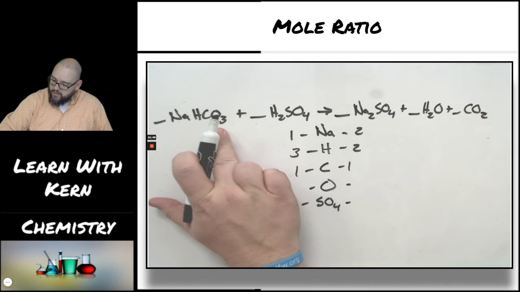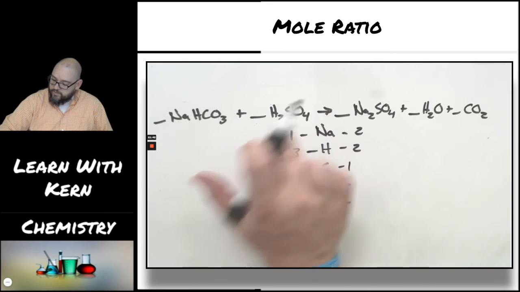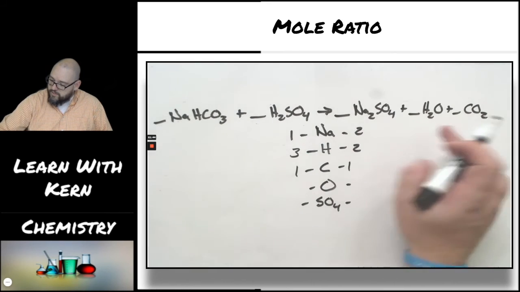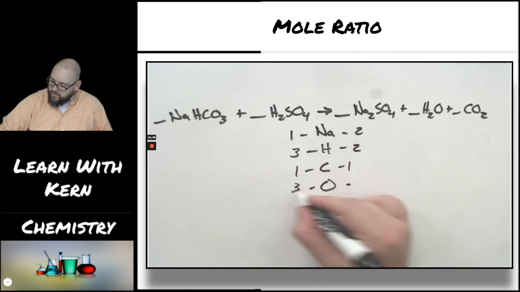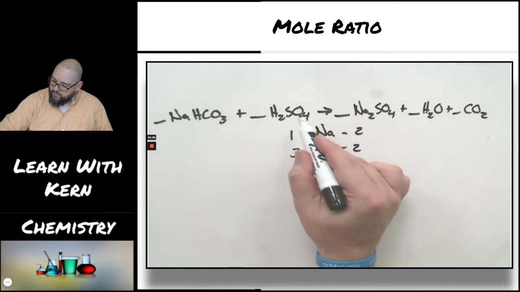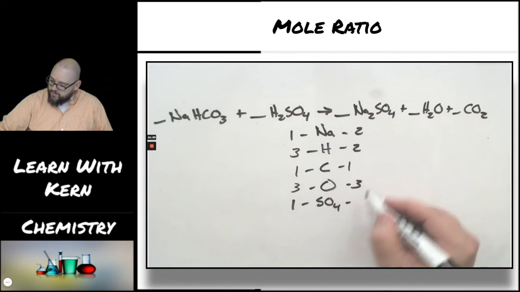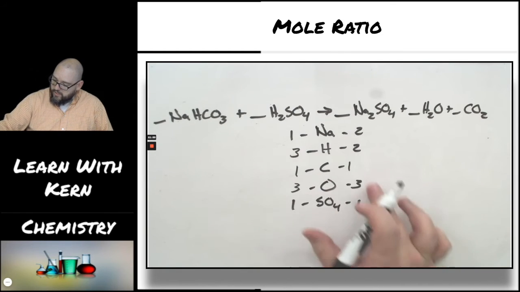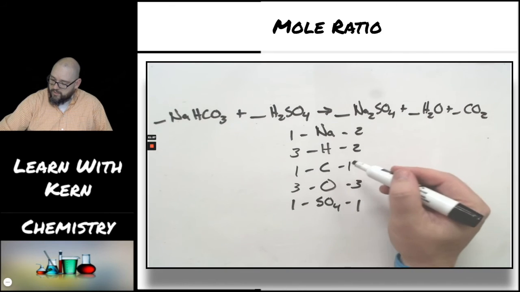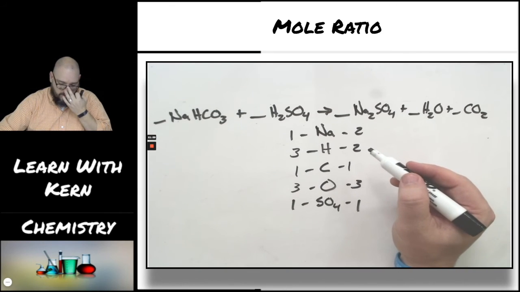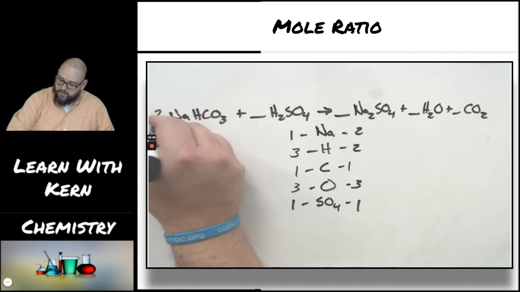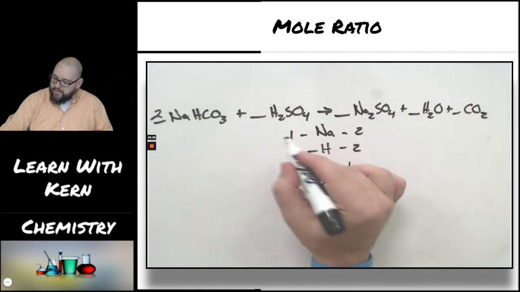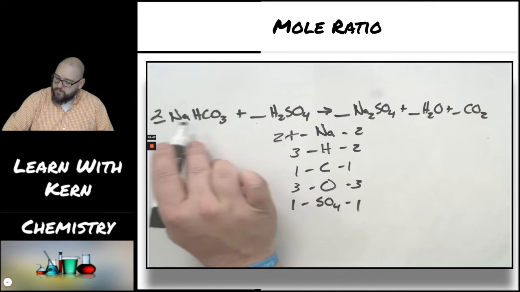I have 3 oxygens over here, not counting the ones that are in sulfate. So I have 3 oxygens here, and I have 2, 3 oxygens over there. And I have 1 sulfate and 1 sulfate. So these 3 are already balanced, but these 2 are not. So let's do the sodium first. If I put a 2 right here in front of that sodium, that gives me 2 sodiums, but it also gives me 2 more hydrogens.